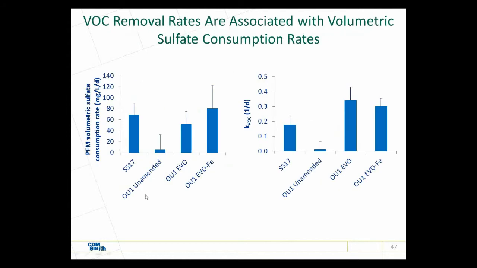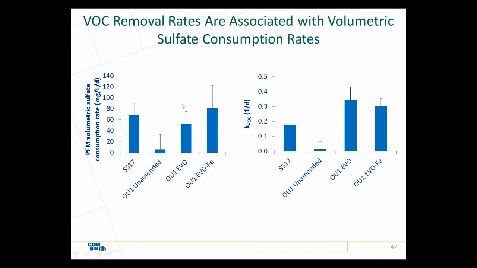Now, this is where it really gets interesting. If we take a look at these passive flux meters for the volumetric sulfate consumption rate, we see high volumetric sulfate consumption rate in the SS17 biowall and the amended OU1 biowalls, but we have low volumetric sulfate consumption in the unamended biowall. So this is rather curious. We had high sulfide in this biowall, but low sulfate consumption, which seems a little counterintuitive, but I'll explain what's going on here in a couple of slides.